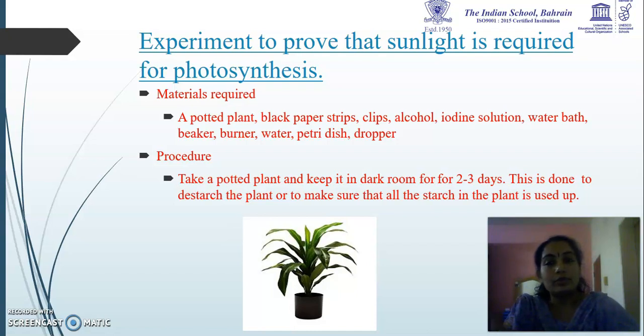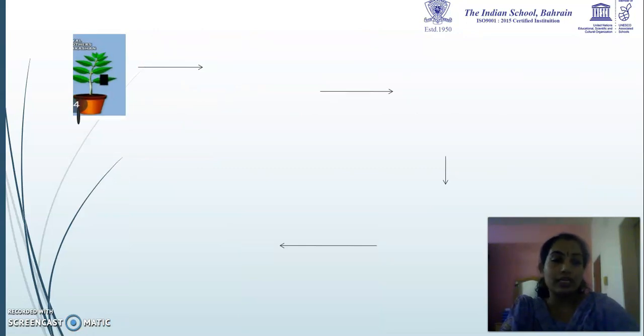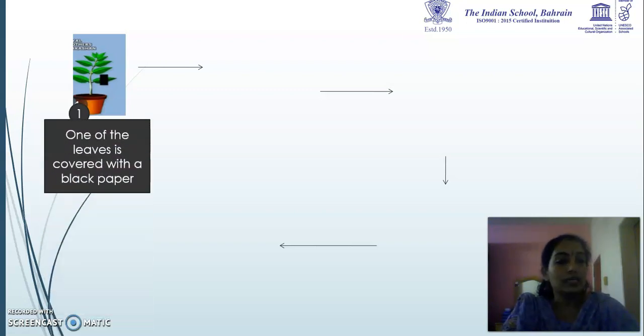So this is the experiment to prove that sunlight is required or not. We have to make sure that there are some parts which do not get the sunlight. So for this, we cover one of the leaves with black paper. We can use some adhesive tape or clips to attach it to the leaf, so that that part of the leaf is not exposed to sunlight, whereas all other parts are exposed to sunlight. That is our first step in this experiment after taking the plant out from the dark room.